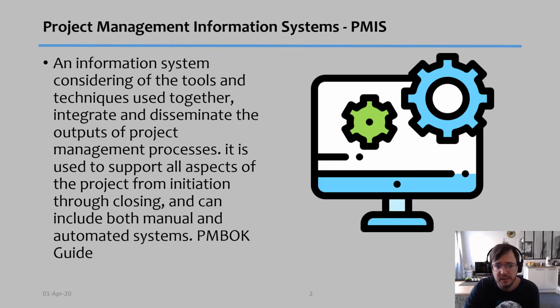So first of all, the definition. This is an information system consisting of tools and techniques used together to integrate and disseminate the outputs of project management processes. It is used to support all aspects of the project from initiation through closing and can include both manual and automated systems. So we're talking here obviously not just about computer softwares. It can also be a paper-based system because it will allow you to process information. But nowadays most of these systems are actually obviously softwares.